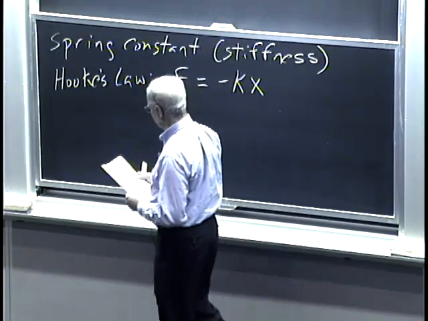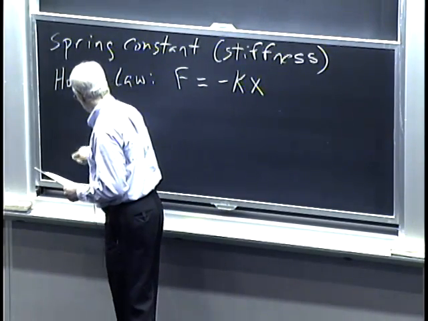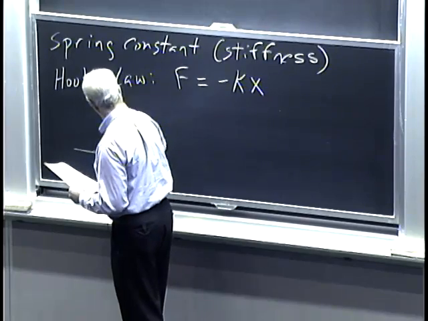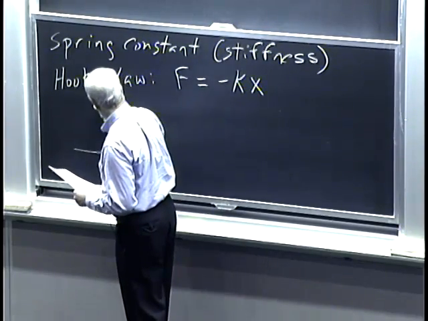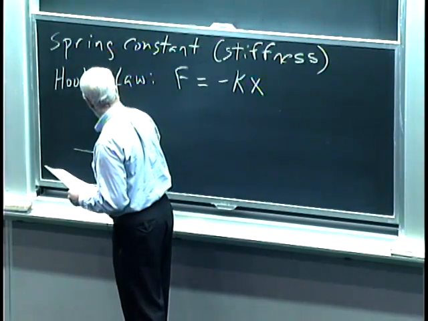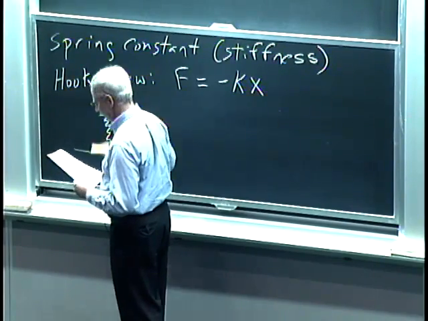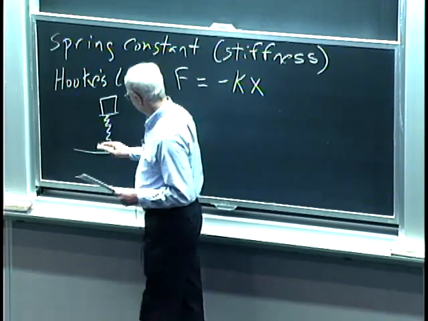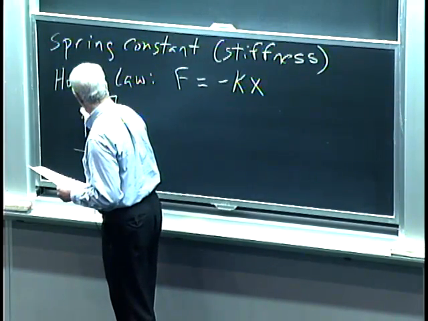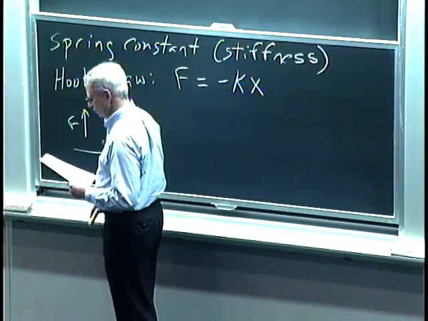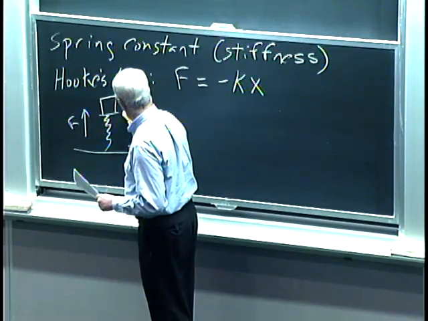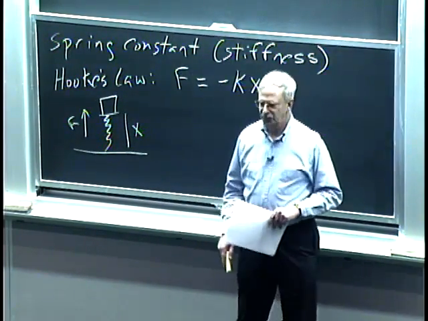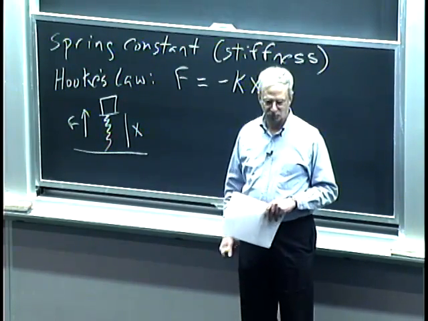So for example, we could look at it this way. We've got a spring, excuse my art here. And we put some weight on the spring, which is therefore compressed a little bit. And the spring is exerting some upward force. And the amount of force it's exerting is proportional to the distance x.